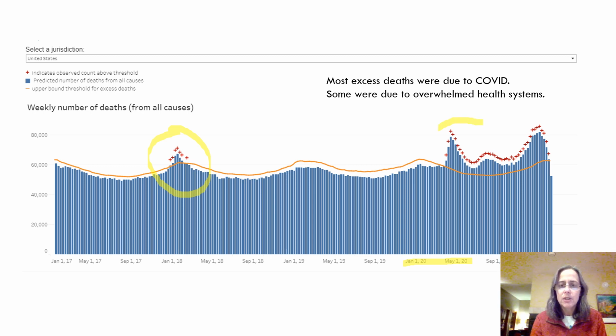And so we start to see this huge surplus, this huge number of increased deaths beyond what we normally see. On the next slide, I'm going to show you a more recent version of this same graph. Before I do, because I see it's on here, most of these excess deaths were due to COVID infection itself. Some, however, were due to overwhelmed health systems.